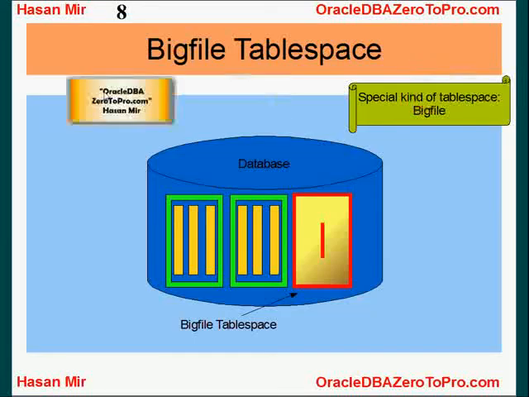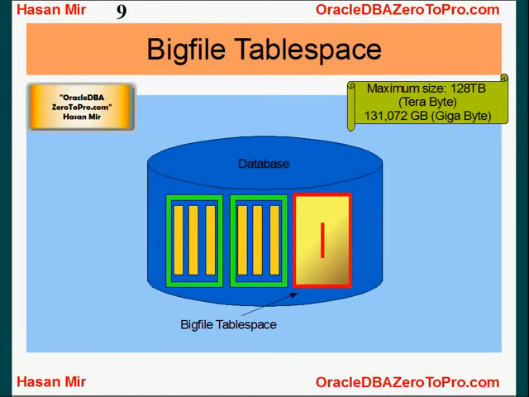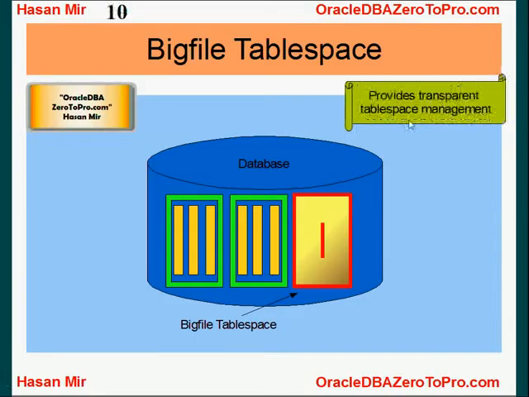Let's talk about a special kind of tablespace called a big file tablespace. In 11G onwards, you will be able to create a big file tablespace. What's so special about it? The maximum size could go up to 128 terabytes, which is about 131,000 gigabytes. And it provides transparent tablespace management to DBAs.